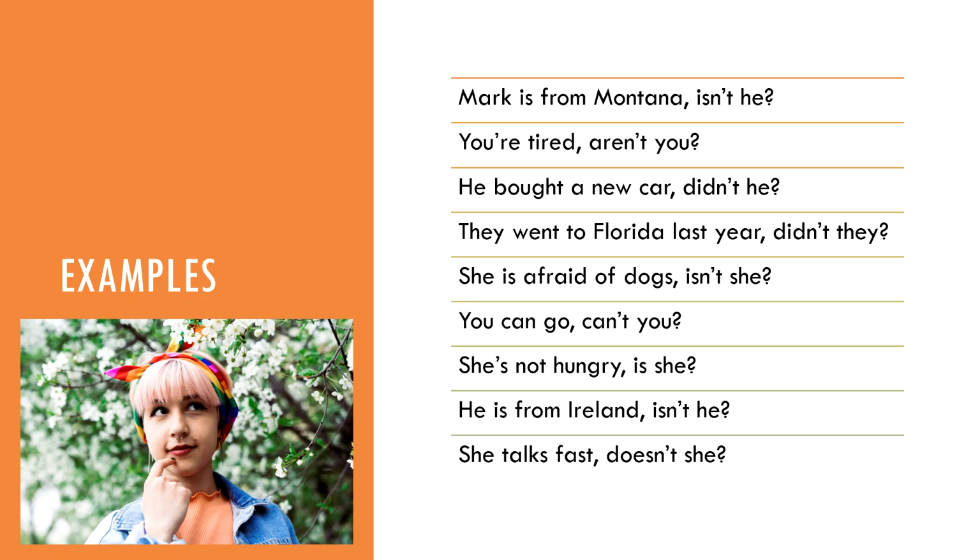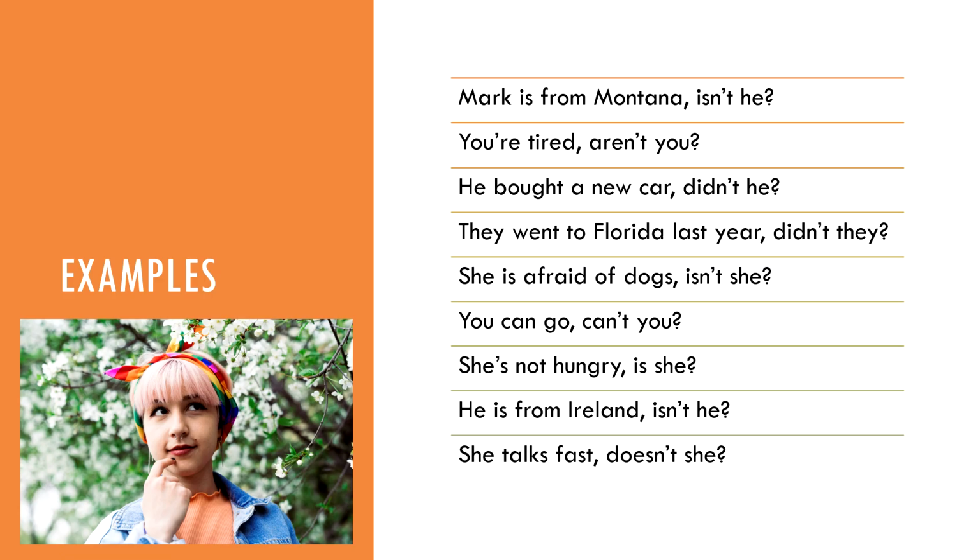Now, there are two ways I can intonate this. If I'm pretty sure, I'm confident, I'm pretty sure he's from Montana, my voice will go down on the tag. So it will sound like, Mark is from Montana, isn't he? But if I really don't know and I'm asking, then my voice will go up on the tag and it will sound like, Mark is from Montana, isn't he? So do you hear the difference between the two? If you're pretty sure of the information and you're just confirming it, your voice goes down on the tag. If you don't know and you need verification, your voice goes up.